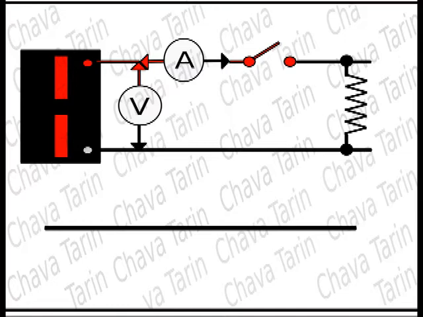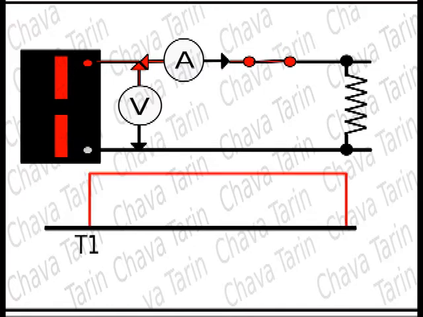For simplicity, we use square waves here. We turn on the switch and the voltmeter instantly reads the 12 volts coming from the battery. At the same time, the ammeter reads the current flowing through the resistance. Let's suppose that the resistance value is such that whenever 12 volts are applied, 10 amps will flow.